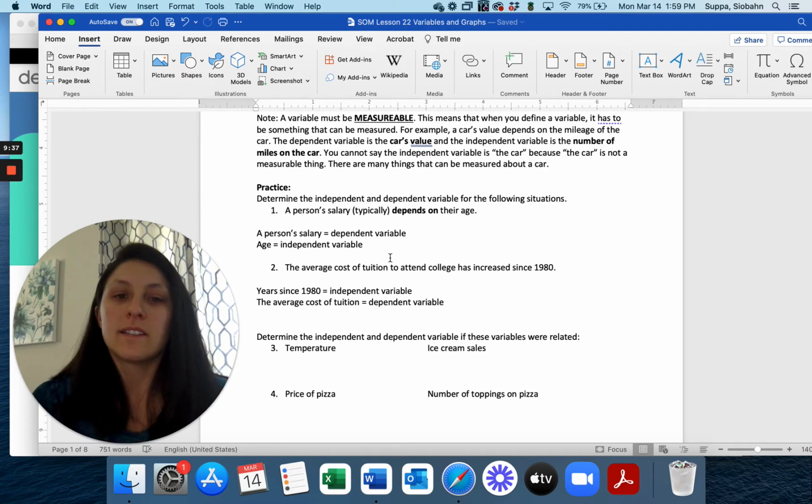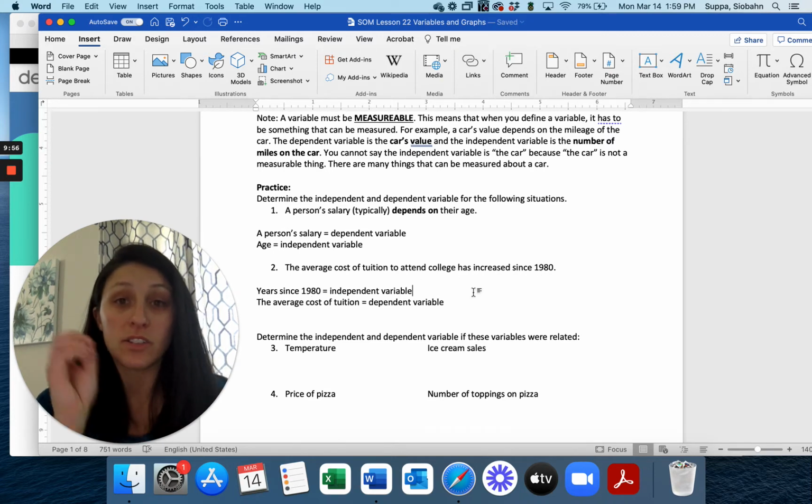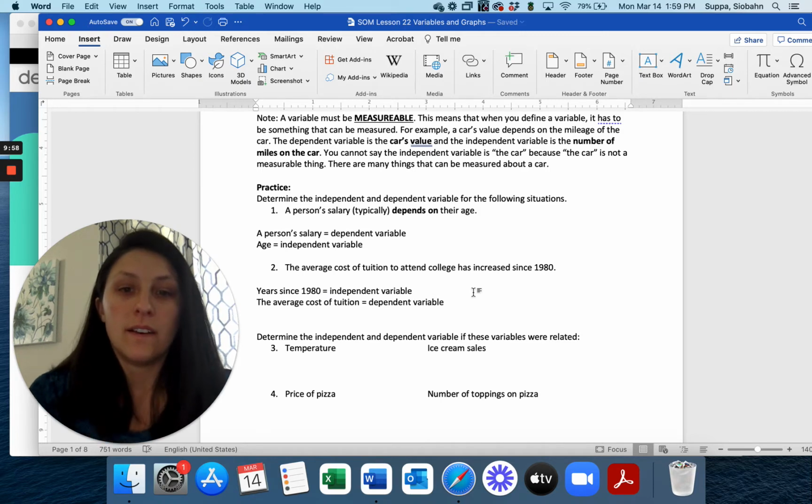Okay, so again, this is showing that the average cost of tuition to attend college depends on the years since 1980, the years that have passed since 1980. So notice you can't just say here, don't just say years, because we're talking about since a starting point. So you have to make sure you specify that 1980 is the starting point.